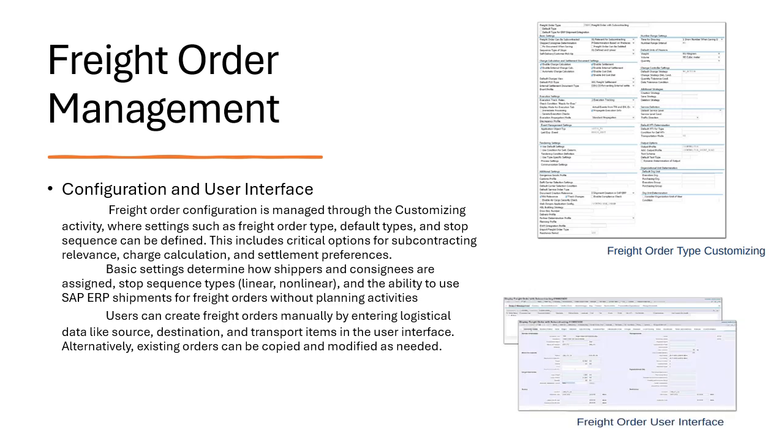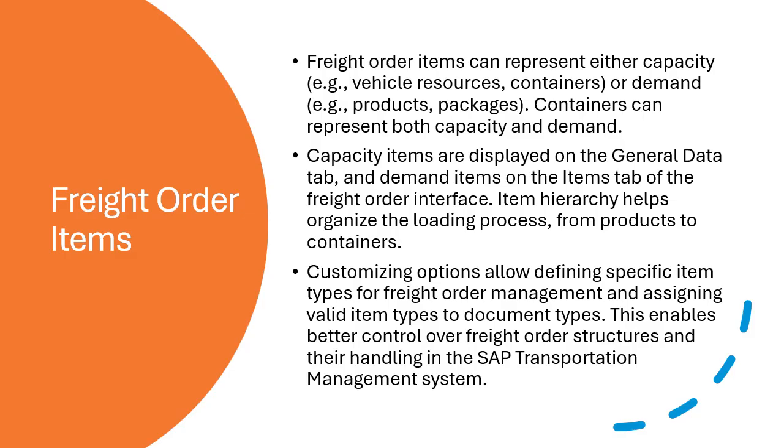So the next image shows the fleet order user interface, which consolidates logistical data, business partner information, and cargo details. It also allows users to track the status of fleet orders and manage the execution, even subcontracting and settlement as well. So next is the fleet order items. These represent either capacity or demand, such as vehicle resources or cargo units. They can be assigned or edited within the order, with various hierarchies defining how items relate to each other in terms of loading and capacity management.